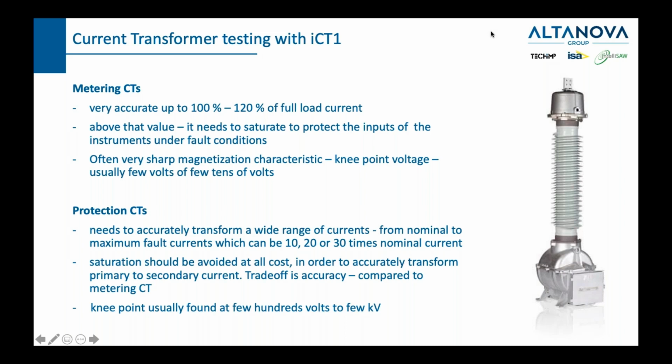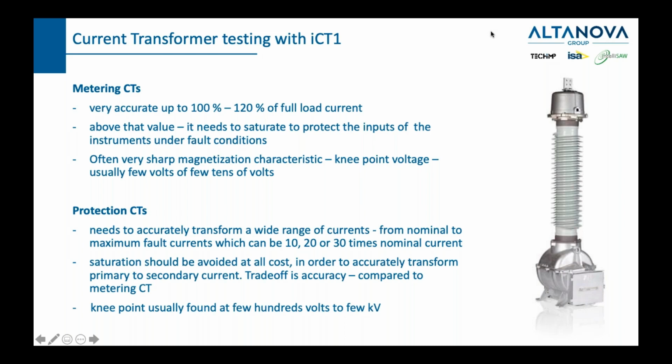So let me put it like this. Metering CT needs to function perfectly when there are no faults. For that period, protective CT is not important. When the fault happens, that's when the protective CT needs to jump in. So in short, metering CTs need to be very accurate, up to 100 or 120, sometimes even 200%, but mostly 120% of nominal or full load current.